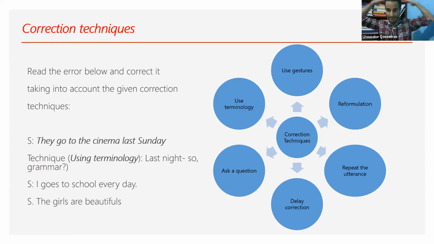I played. I played. The future, I will play. I will play. Okay, so use gestures. Reformulation, I don't like it because it's the last technique. Reformulation is when you correct the learner. I play tennis. Yeah, do you mean I played tennis yesterday? Repeat the utterance. Play, play.